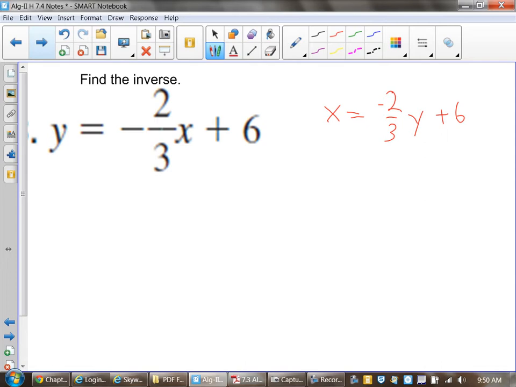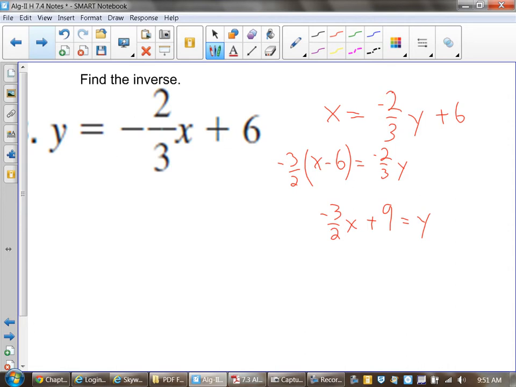Yeah, solve for y. So subtract the 6. And then how do you undo multiplying by a fraction? By the reciprocal, good. So you multiply both sides by the reciprocal, which is negative 3 over 2. So you get negative 3 halves x plus, what is that, 9. And there's your inverse. All I do is just redistribute it out. And that's it.